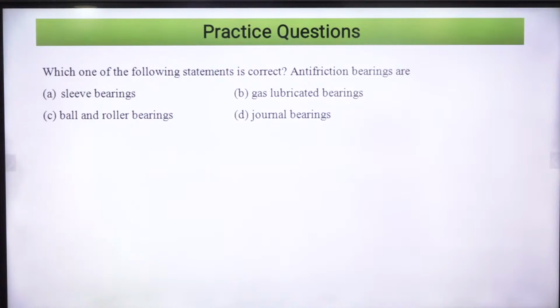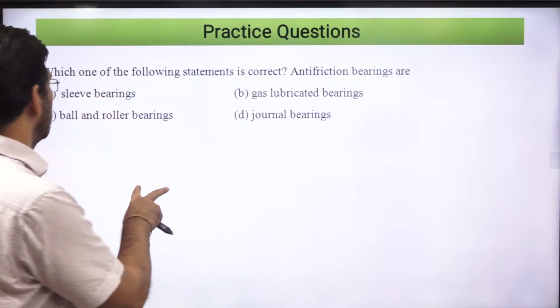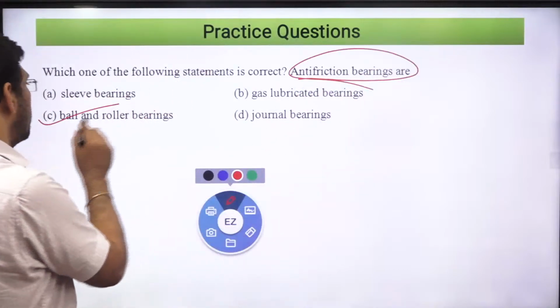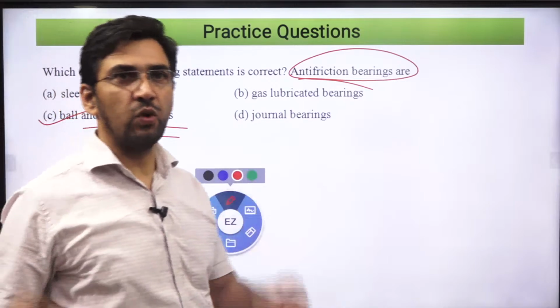I think you must be able to answer it. Which one of the following statements is correct? Anti-friction bearings are basically ball and roller bearings. Anti-friction bearing is the name given to ball and roller bearing, rolling element bearings. We call them anti-friction bearing.